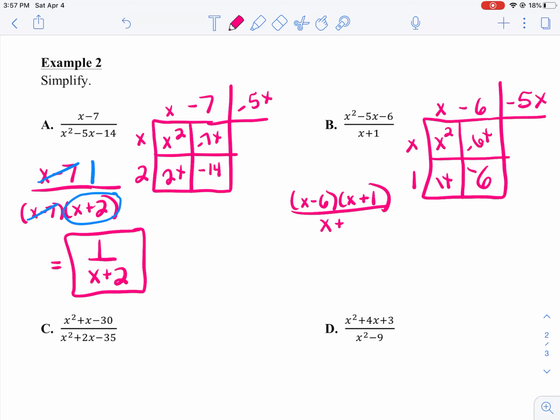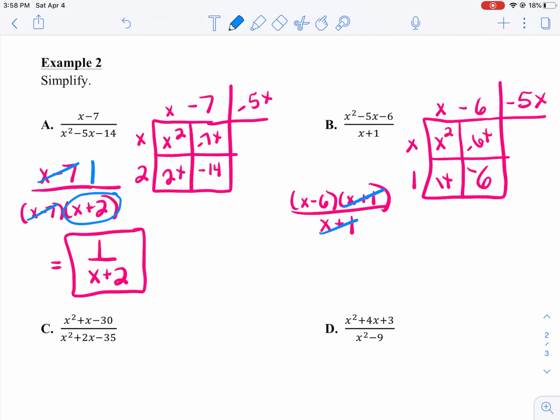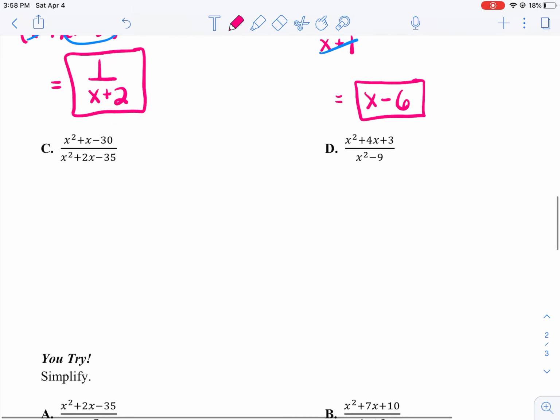And on the bottom, we have x plus 1. Okay, so when we cross out our common factors, x plus 1, this time the leftover is on the top. And so our answer is just x minus 6. All right, two more.